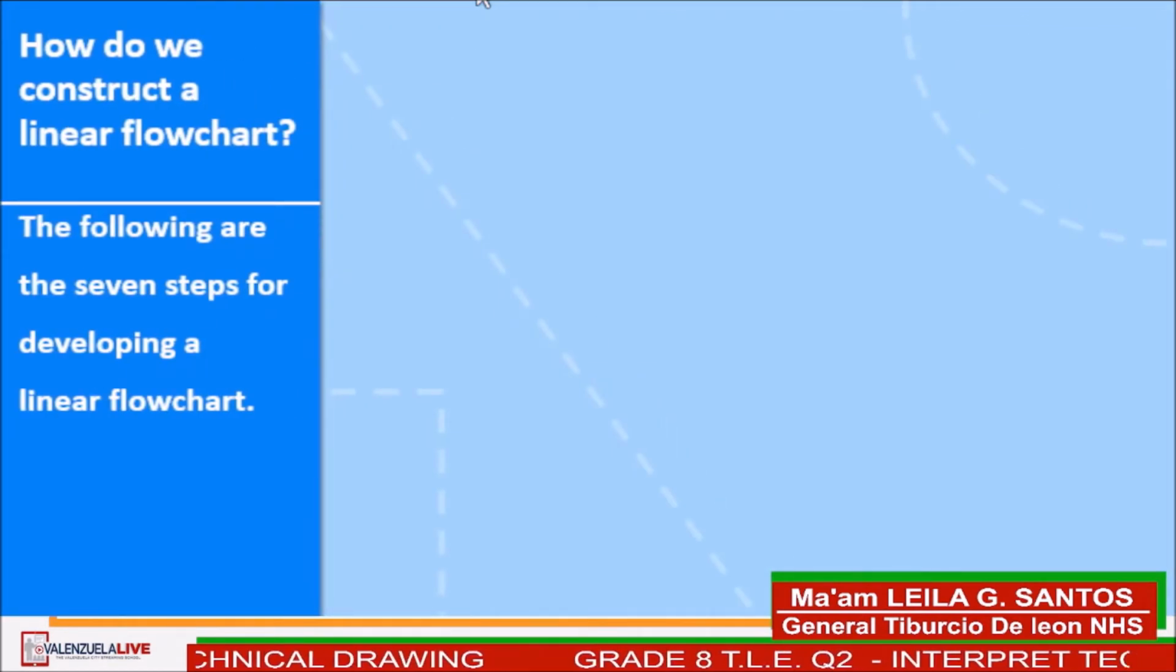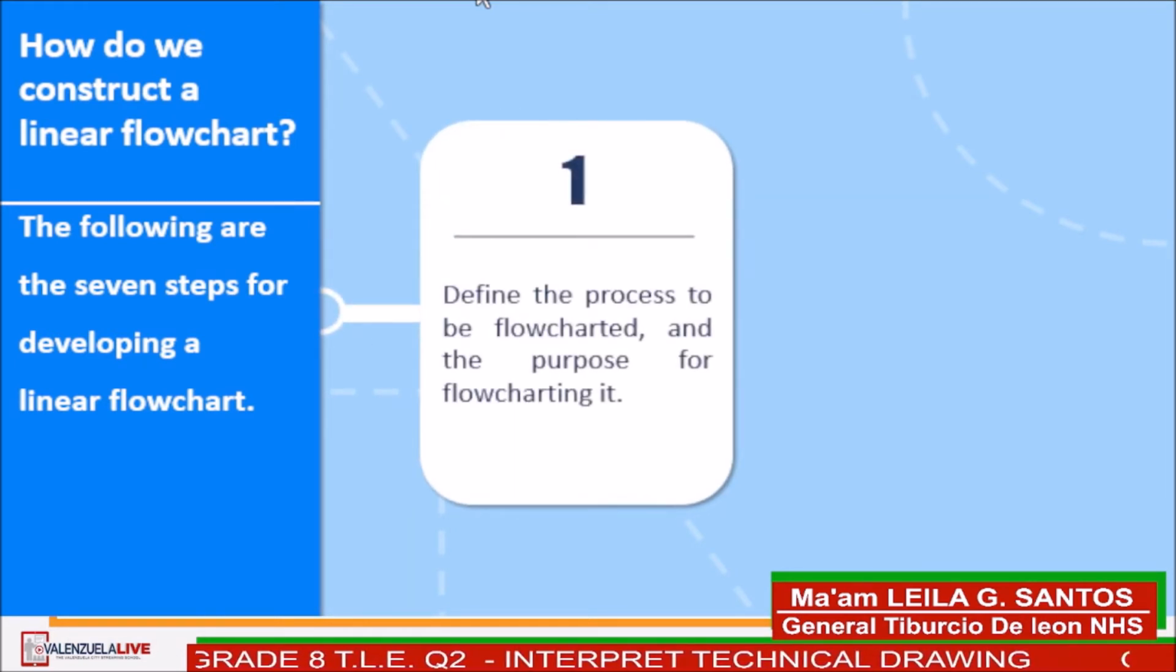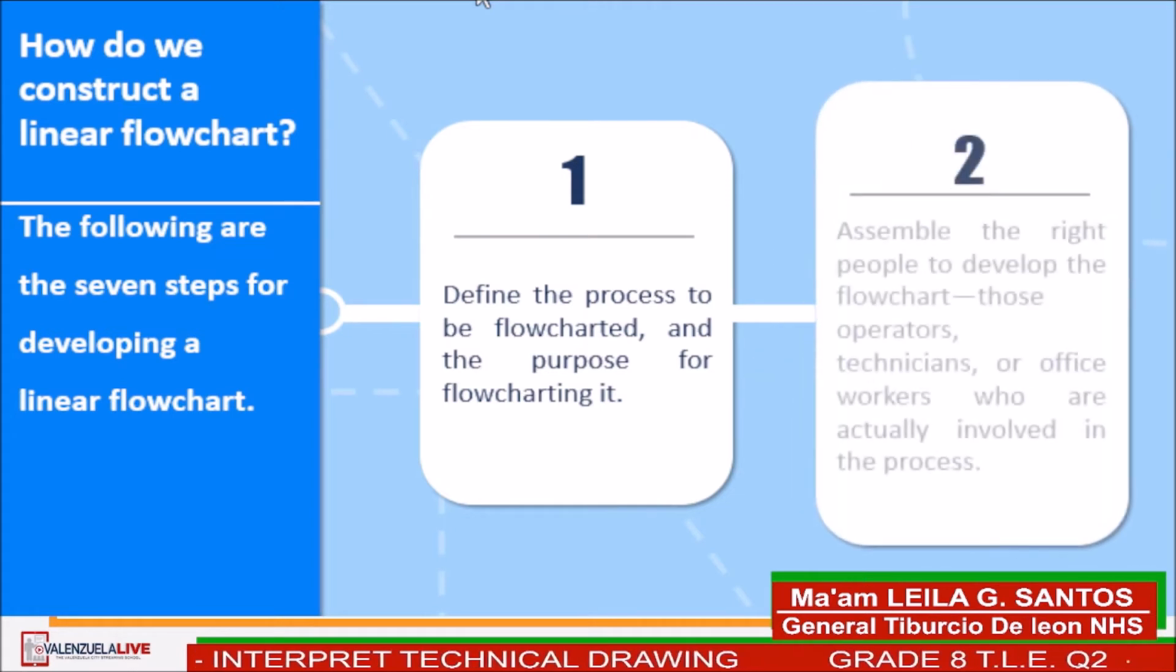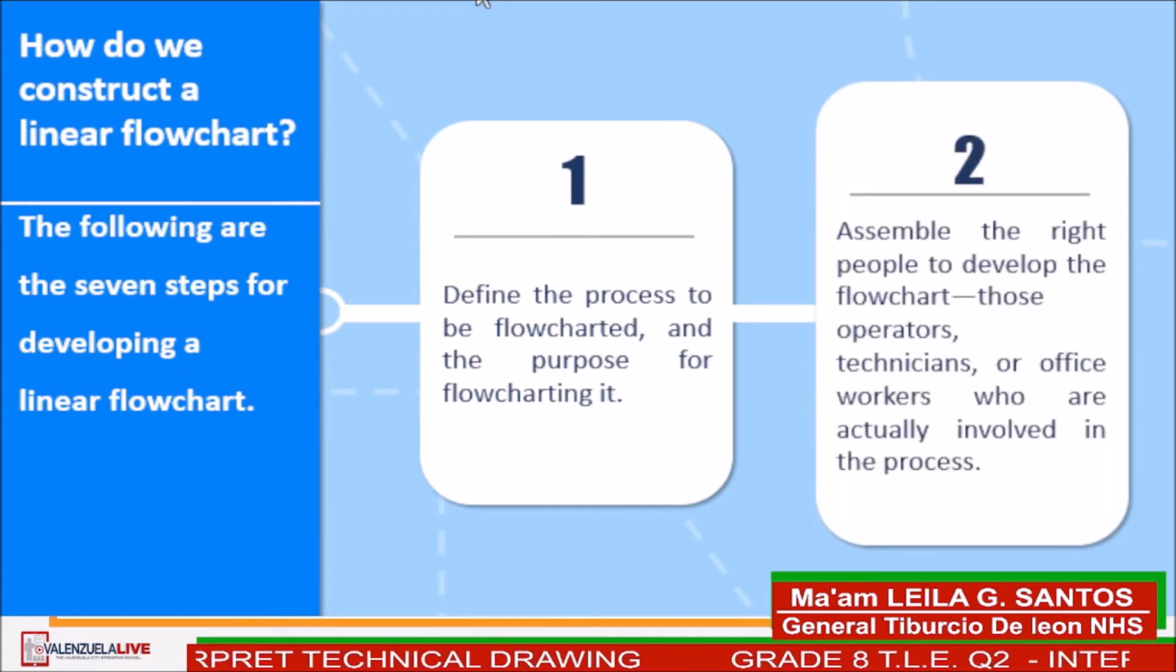How do we construct a linear flowchart? The following are the 7 steps for developing a linear flowchart. Number 1. Define the process to be flowcharted and the purpose for flowcharting it. Number 2. Assemble the right people to develop the flowchart. Those operators, technicians, or office workers who are actually involved in the process.